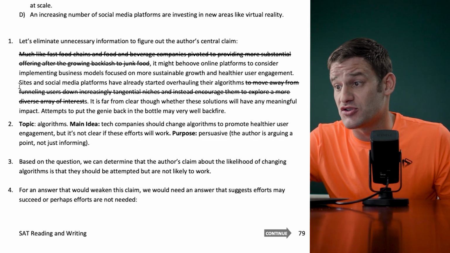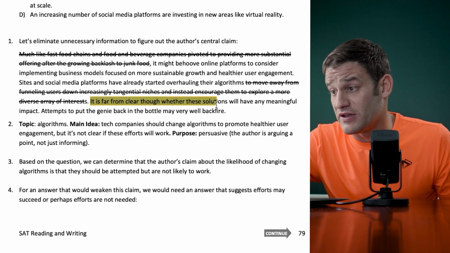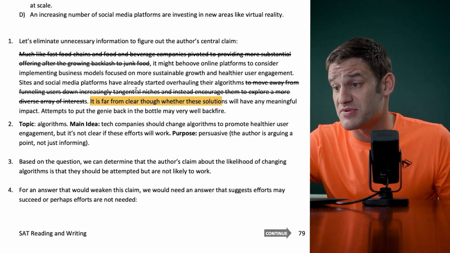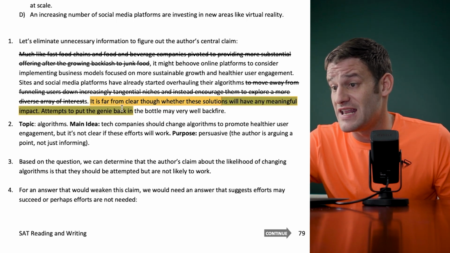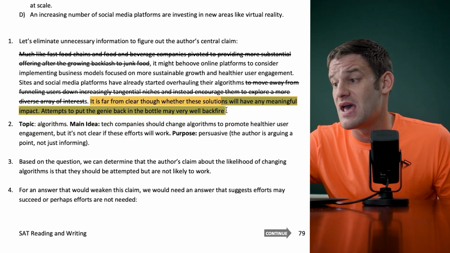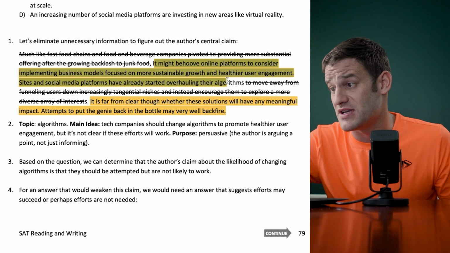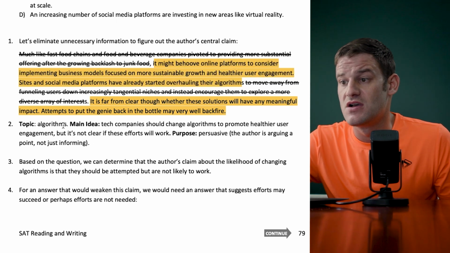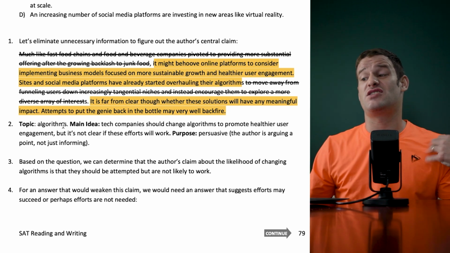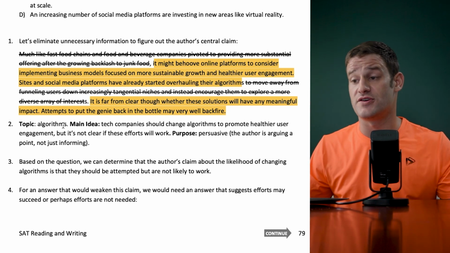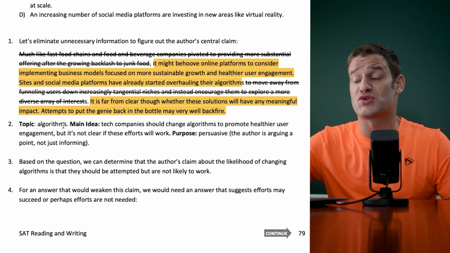Then it says, sites and social media platforms have already started overhauling their algorithms, but it is far from clear, again after eliminating some of these prepositional phrases, whether these solutions will have any meaningful impact, and attempts may very well backfire. So again, two main claims about algorithms here. Our topic is algorithms. Our main idea is that tech companies should change these algorithms to promote healthier user engagement. The second claim is that it's not clear if these efforts will work.